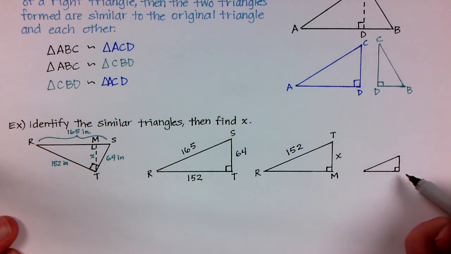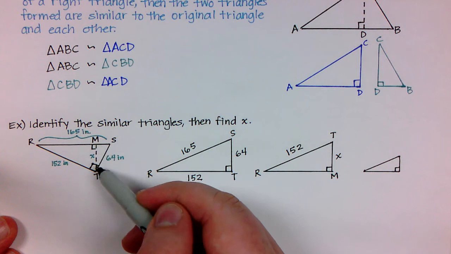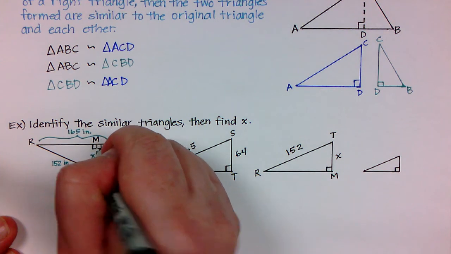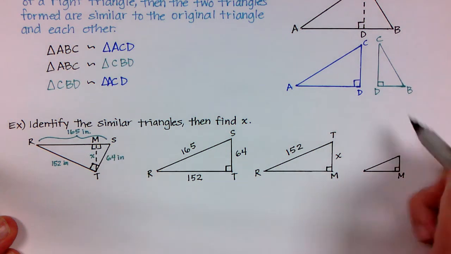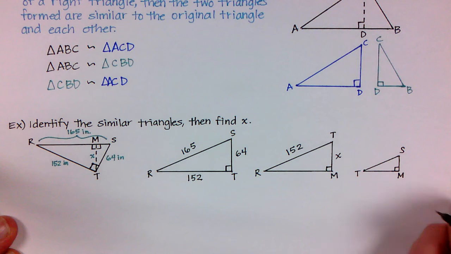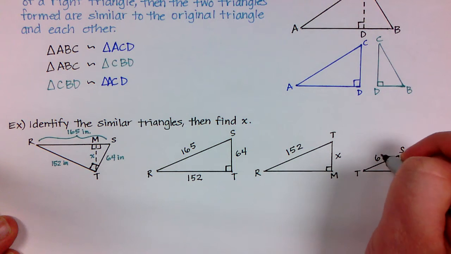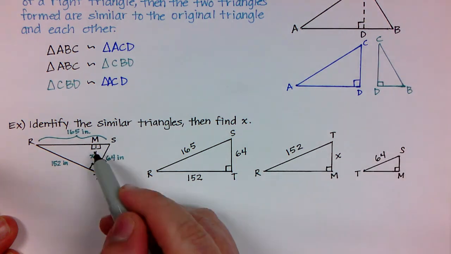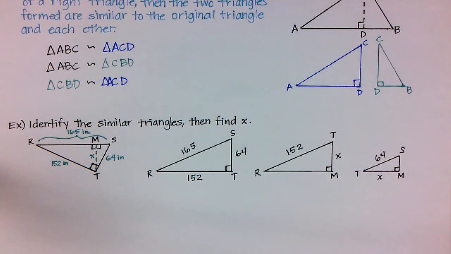And then the final one is this very small triangle, which is this section right here. I'm looking for where the right angle is, and again, that's at M. And it's going up to S and down to T. So T is going to be that smaller angle. What I know is that from S to T it is 64, and from M to T it is X. Okay, so I have these labeled.